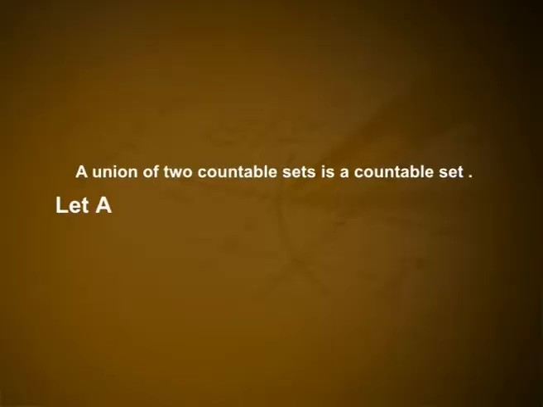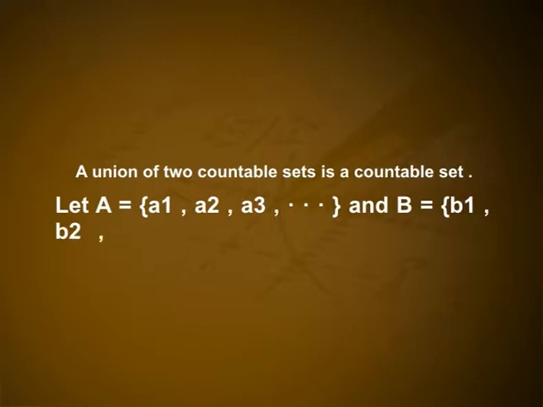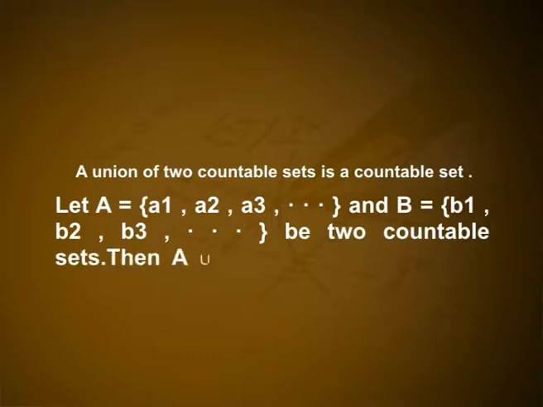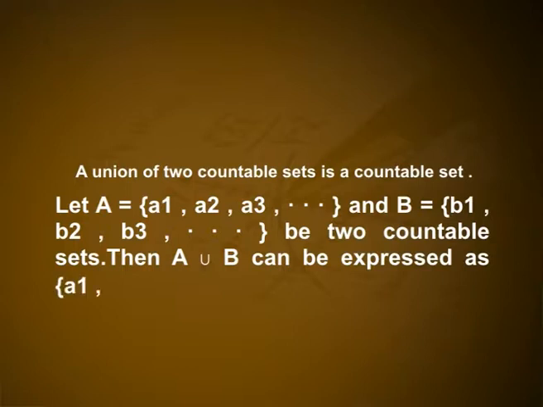A union of two countable sets is a countable set. Let A equals the set {A1, A2, A3, etc.} and B equals the set {B1, B2, B3, etc.} be two countable sets. Then A union B can be represented as the set {A1, B1, A2, B2, A3, B3, etc.}, which is a countable set.